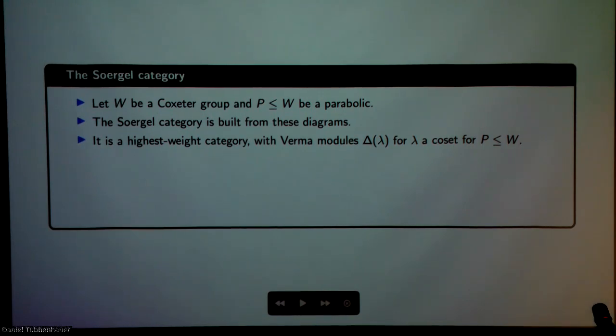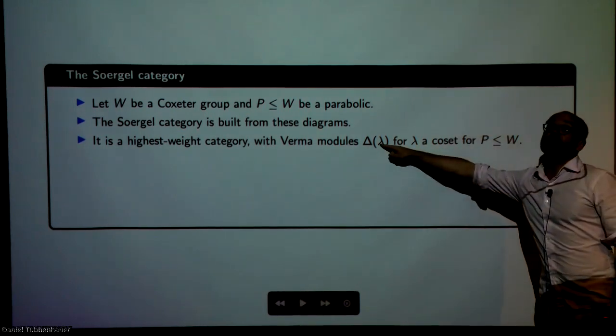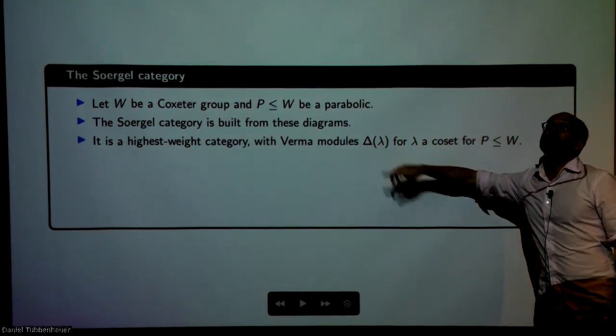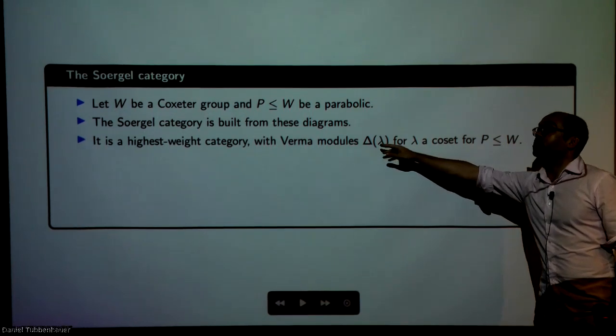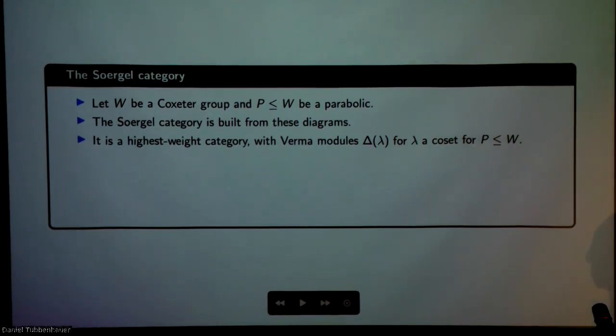What are these Verma modules? They're the thing that I just showed you on the previous slide. They're standard modules, cells, spect, Verma, all the same thing. They're just fold up paths so that they terminate at lambda. Look at those diagrams. That's a Verma module.